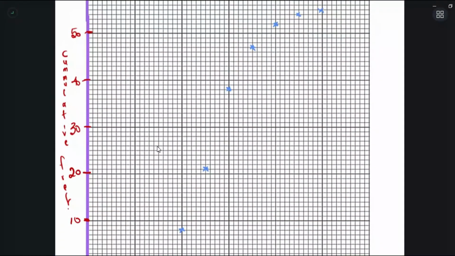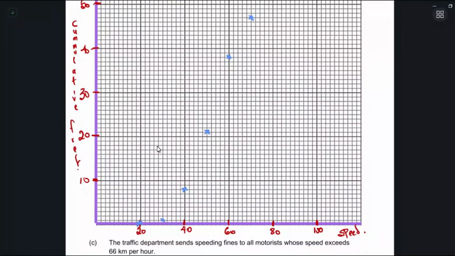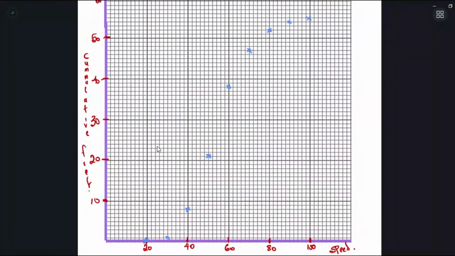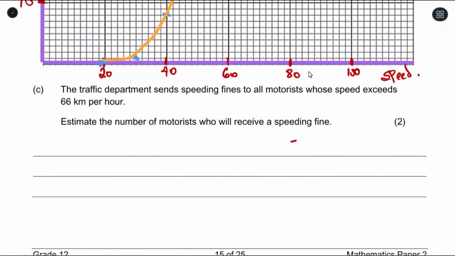Okay, so let's connect these points. I'm going to reduce it a little bit so I can get everything. There we go. So this is exactly how our cumulative frequency graph, our Ogive graph, is going to look, right? Now for C, it says the traffic department sends speeding fines to all motorists whose speeds exceed 66 kilometers per hour. Estimate the number of motorists who receive a speeding fine.